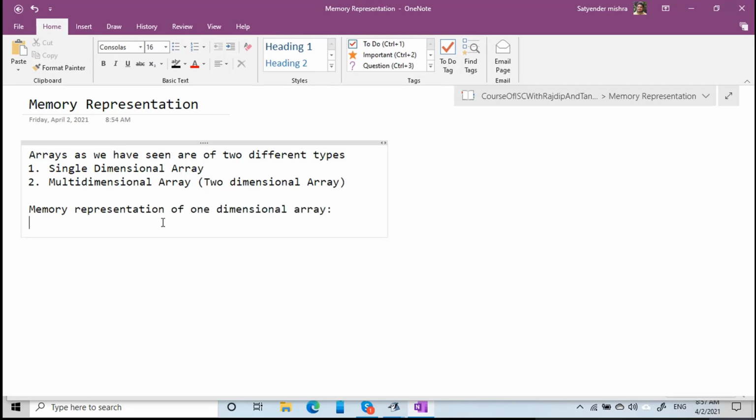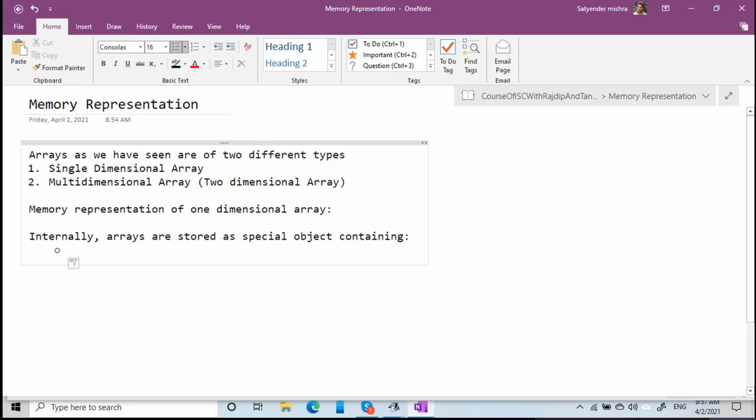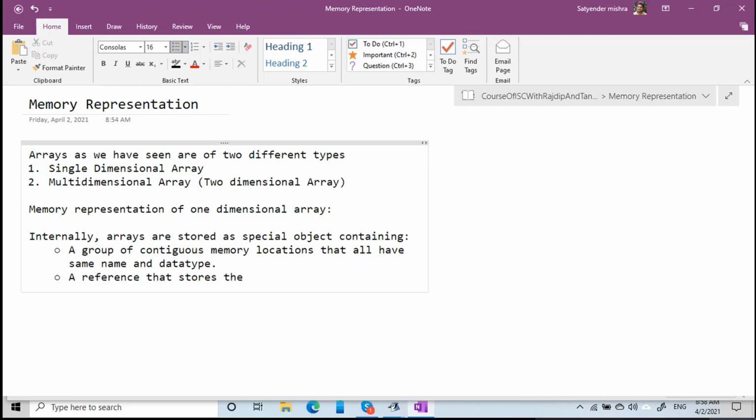So internally, arrays are stored as a special object. Arrays are stored as a special object containing a group of contiguous memory locations that all have the same name. Next is a reference that stores the beginning address of the array elements.